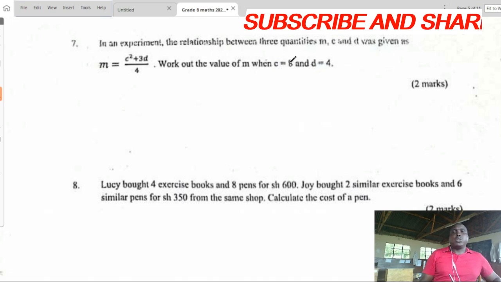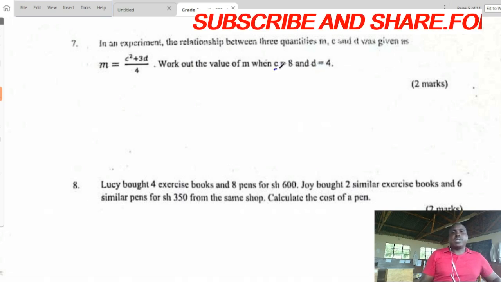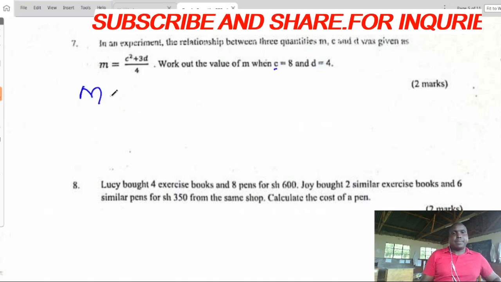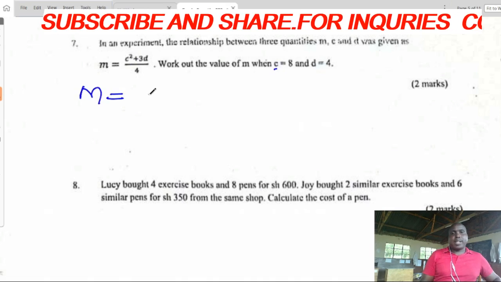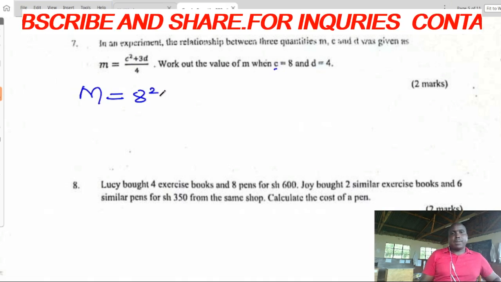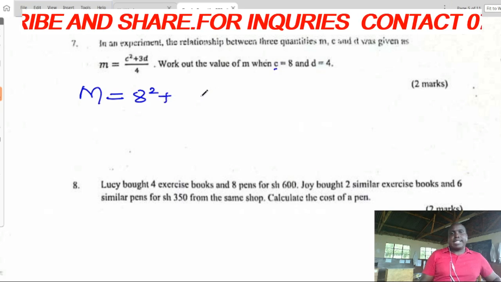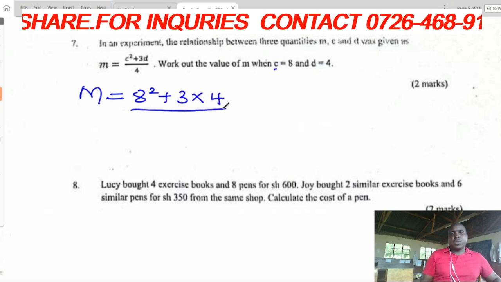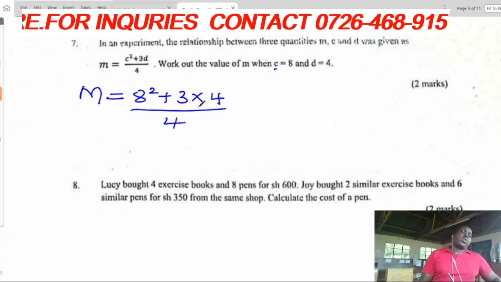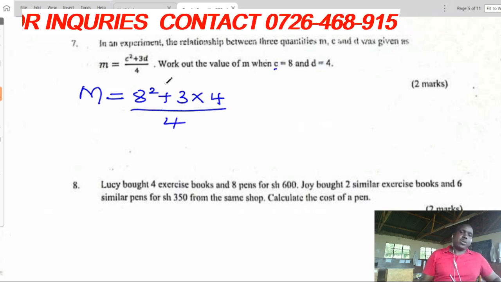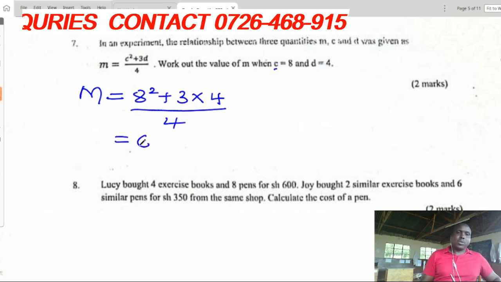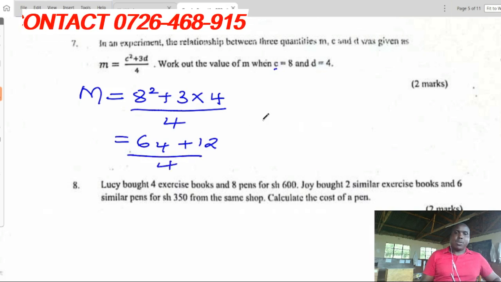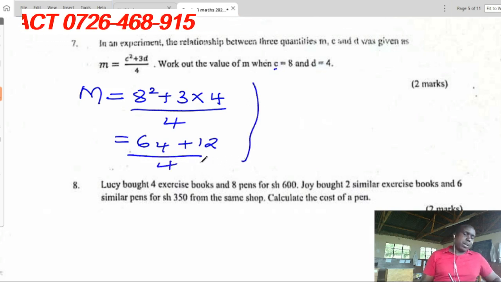Here, what you do is that you substitute the values of c and d in this equation. So m will be equal to c squared, that is 8 squared, plus 3d, so 3 times d, which is 4, divided by 4. After that, you multiply, using BODMAS. So this is equal to 64 plus 12, divided by 4.